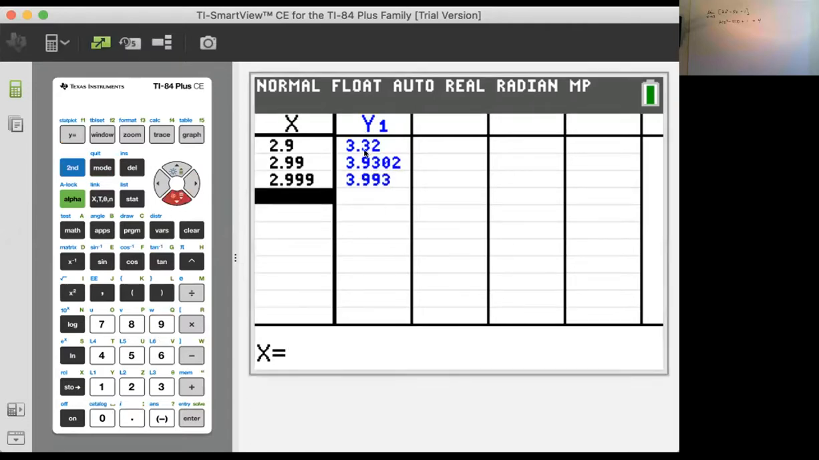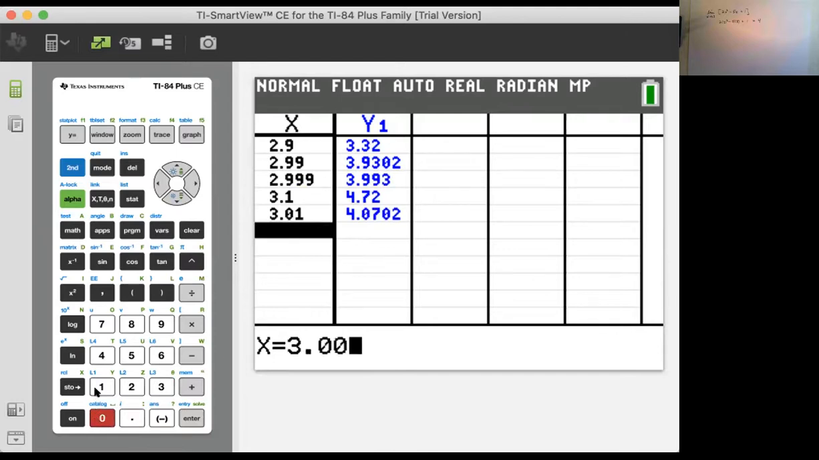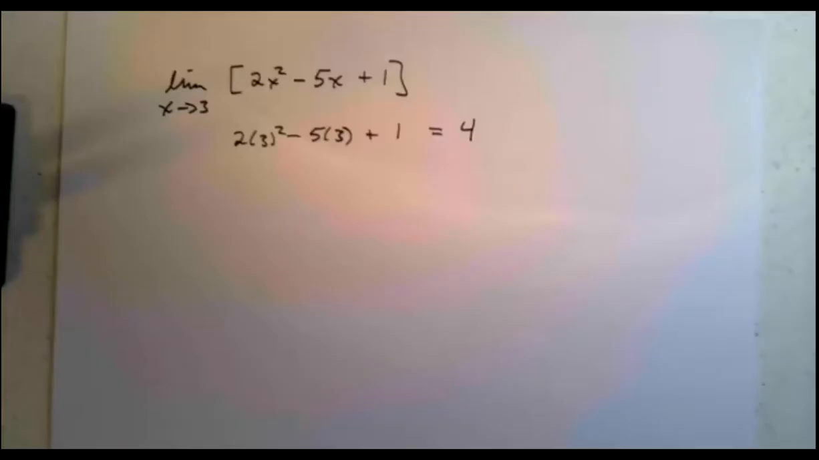Certainly you could believe it's getting closer to 4, but it's not enough to approach from the left. You've got to also approach from the right: 3.1, 3.01, 3.001. And again, you see it getting closer and closer to 4. So that reinforces what we did symbolically.